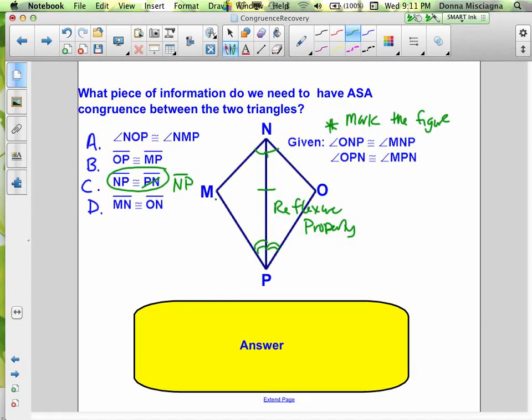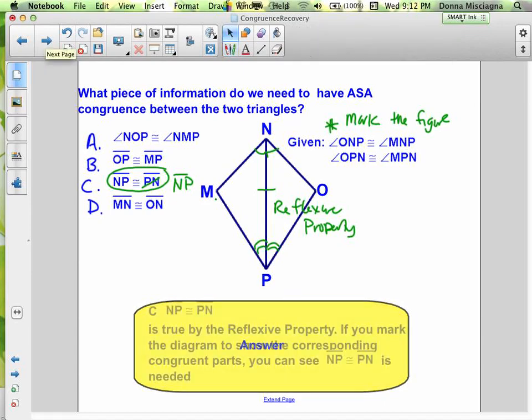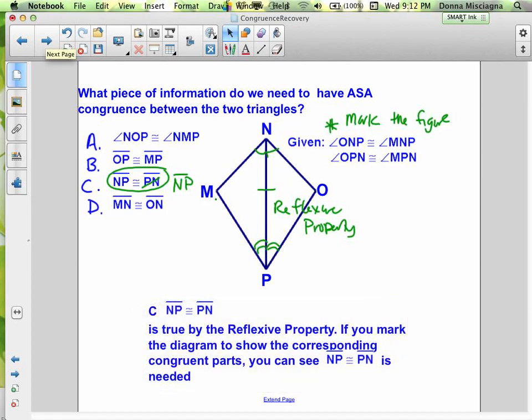It's not that angle N is congruent to angle P, but N is congruent to N. So it actually should go the same way. NP congruent to NP. There we go. So NP congruent to PN really should be NP congruent to NP, but we won't tell them. It is true by the reflexive property.